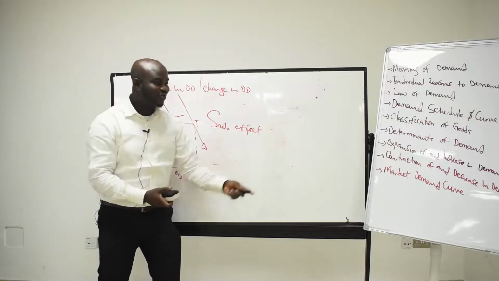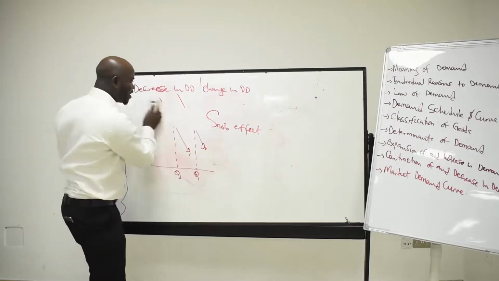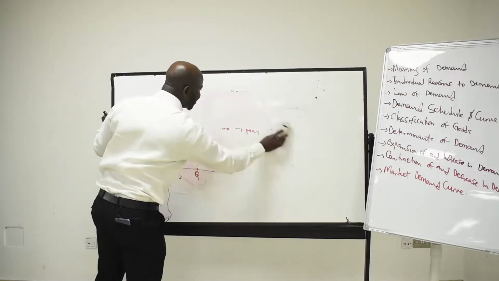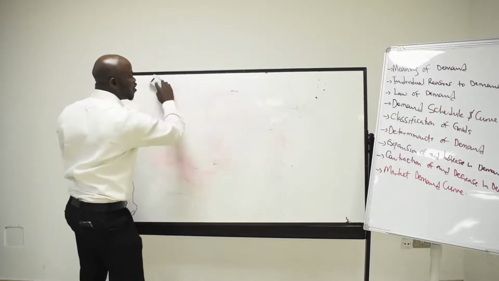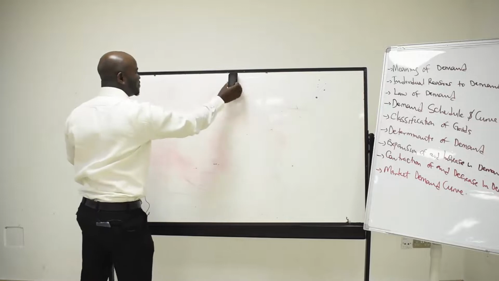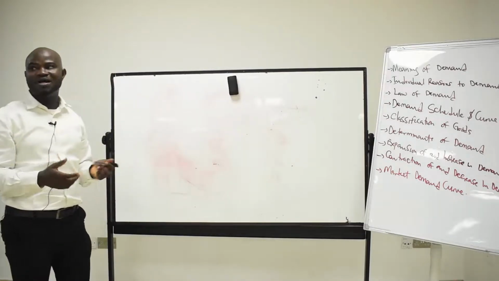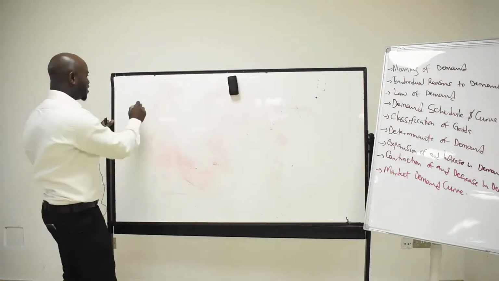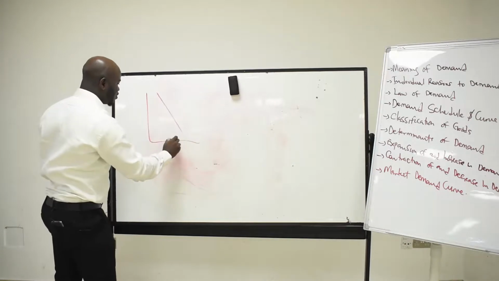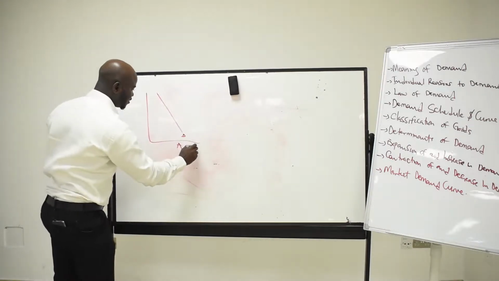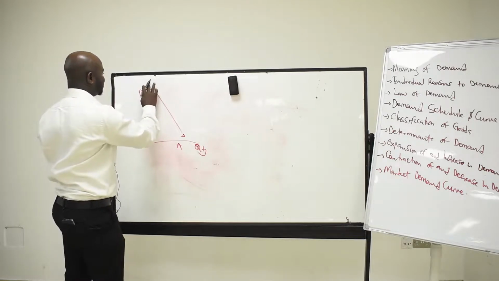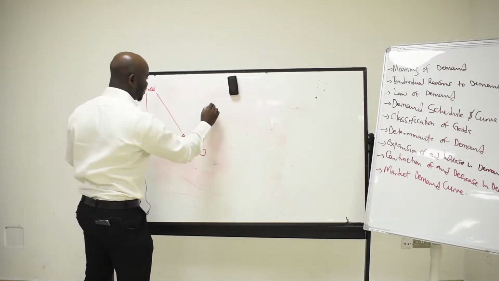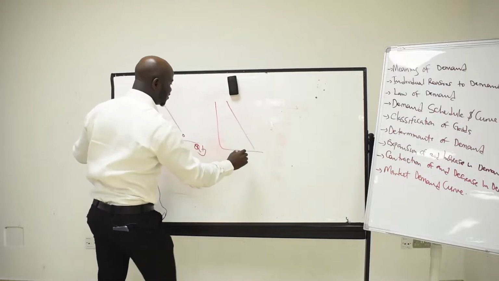Now, class, the last one, market demand. What do we call a market demand? A market demand is simple. It's just the total demand of all the consumers for a particular good. Let's say we have this demand for consumer A. We have quantity here, we have price here. Then we have another one for B.